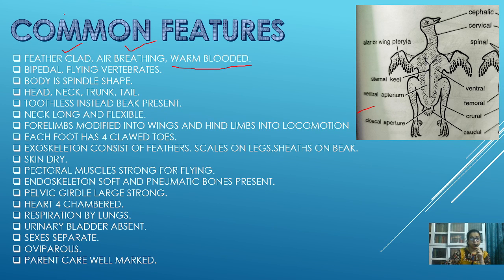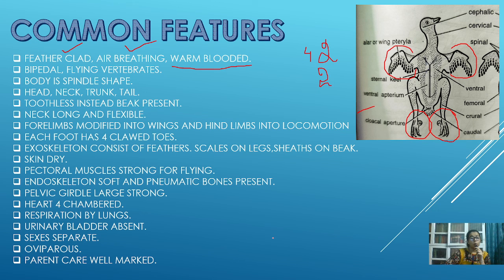Okay. Next, coming to their locomotion. As we all know, the characteristic of tetrapods is that they have four limbs. Two are the forelimbs and two are the hind limbs. In the case of birds, the two forelimbs are modified into wings. You can see the forelimbs are modified into wings and the hind limbs are responsible for locomotion. So this is the characteristic feature of birds. They show bipedal locomotion. Why bipedal? Because they use two limbs. That's why it is called bipedal locomotion.